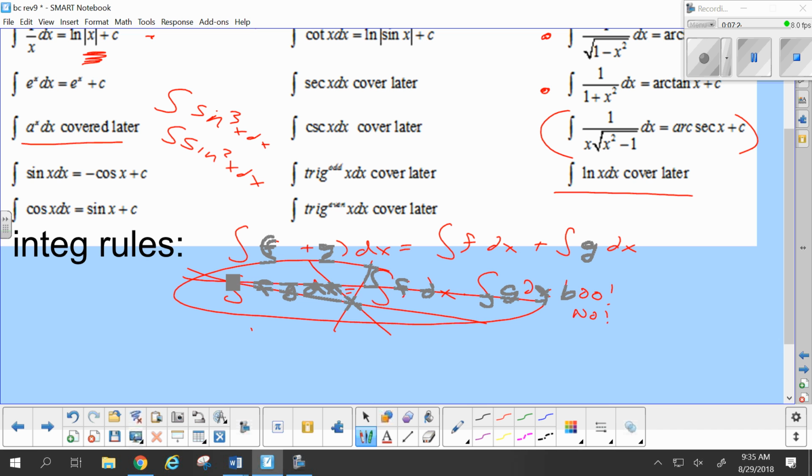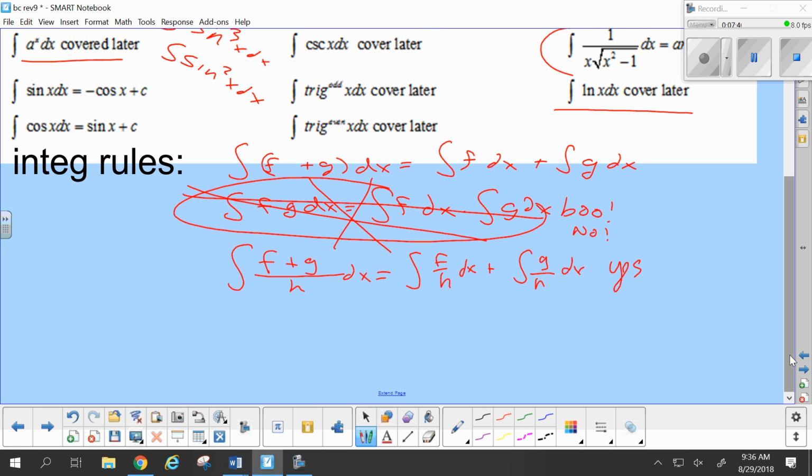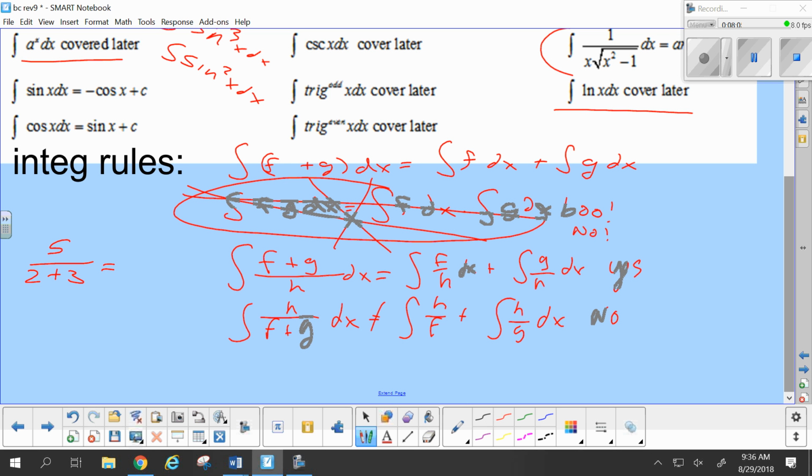If you have a fractional sum, something like f plus g over h, this goes to more like algebra rules. Can you split that into f over h plus g over h? Yes, that's a yes. What if the sum is in the denominator? H over f plus g. Can I split the denominator sum up, h over f plus h over g? Is that a thing? No, that's just bad arithmetic, obviously. 5 over 2 plus 3 is not equal to 5 over 2 plus 5 over 3. Wouldn't you agree that's garbage? This is 1. That is not 1. That's just bad math. Okay.